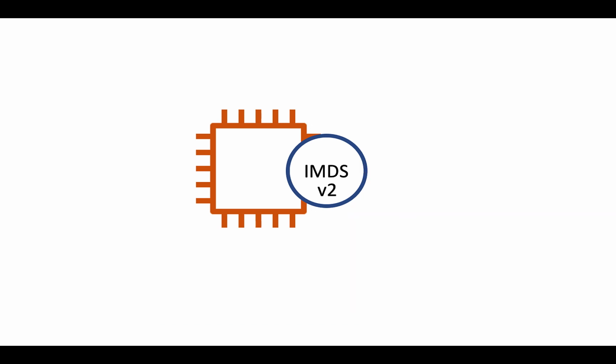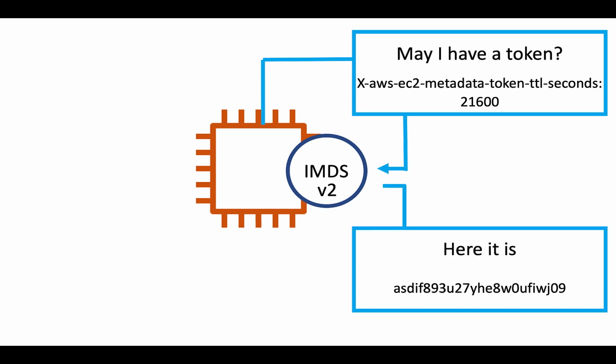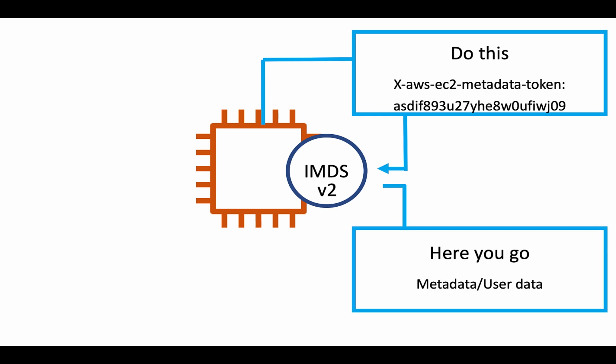First, you have to request an authentication token, and to do that, you have to specify how long you want that authentication token to last. After that, the service responds with an authentication token and sends it back to you. Then, when you make a request to the service, you have to specify that authentication token you got. Only after that will IMDS give you the information that you asked for.